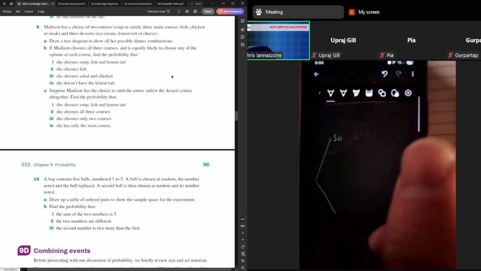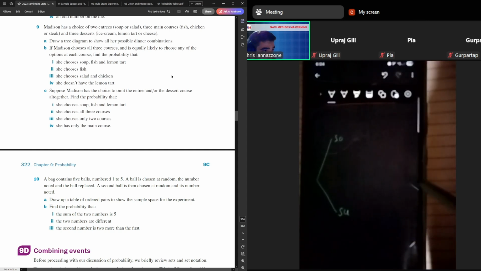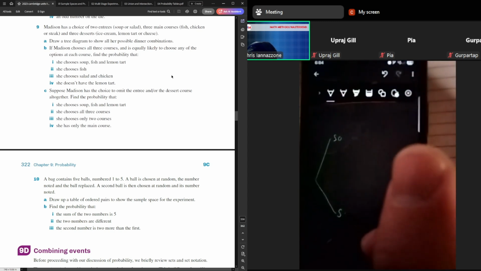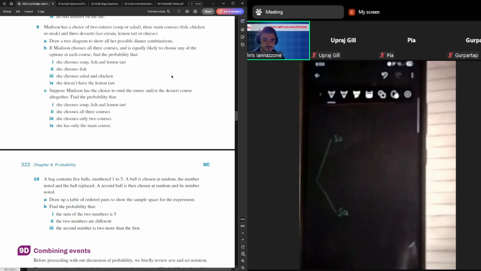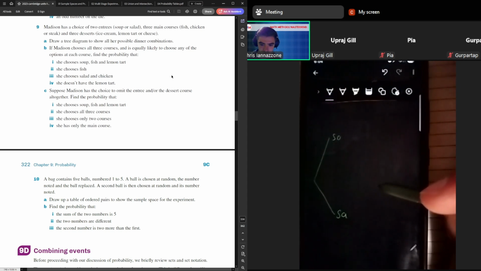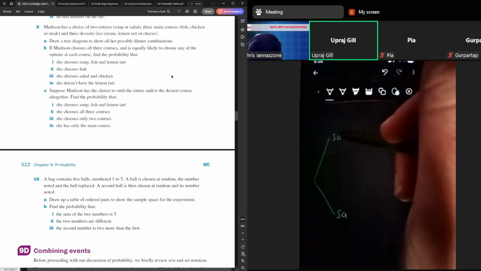S-O, S-U. Wait, why did I say S-U? S-A. S-A for salad, S-O for soup. Yeah, good starting point. Where do we go from there? Then from the soup and salad, we draw a branch of 3 from each. I use F, C, and S for fish, chicken, and steak.